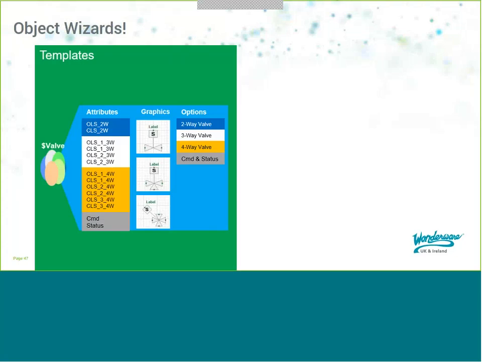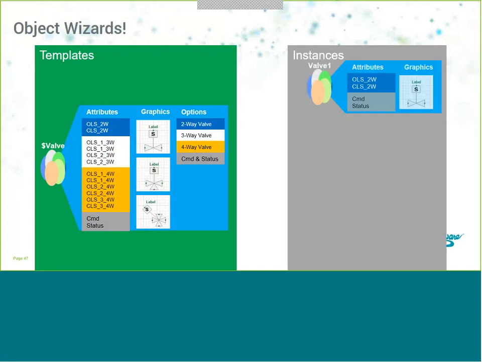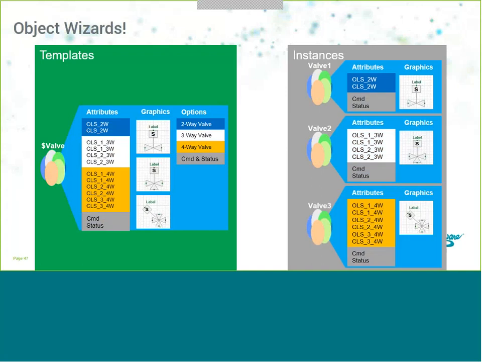So this allows you to get the benefit out of designing everything under a base template, so you don't have multiple derivations. But then when you instantiate the object, you choose which options you want, so that you're only ever using what you need for that instance.